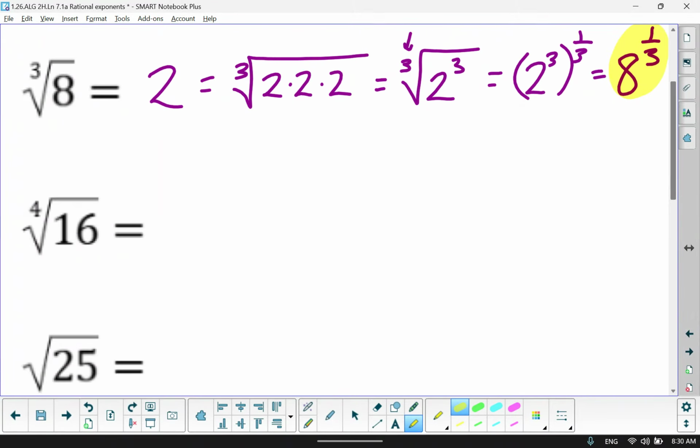I'm going to ask you to pause your video. Try the next two, please. Multiple representations. Pause your video. Come on back when you're ready. 4 through to 16. Are you seeing a pattern?